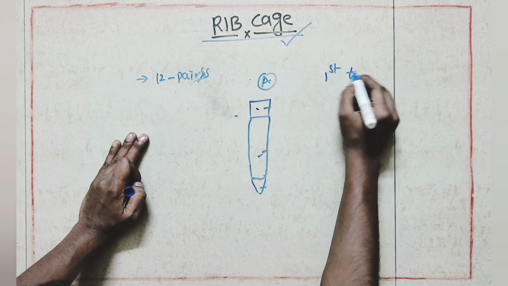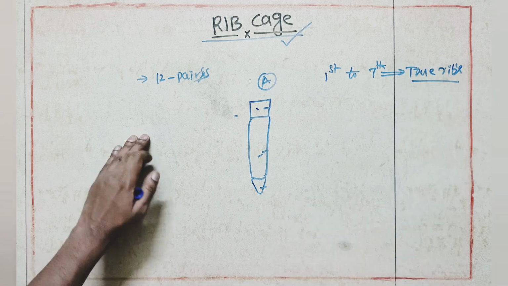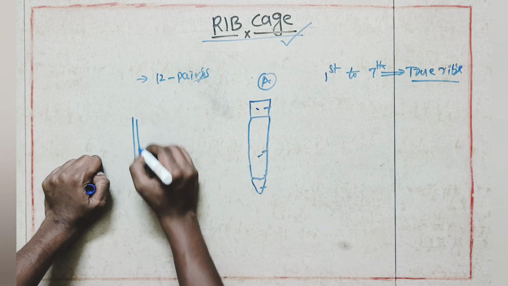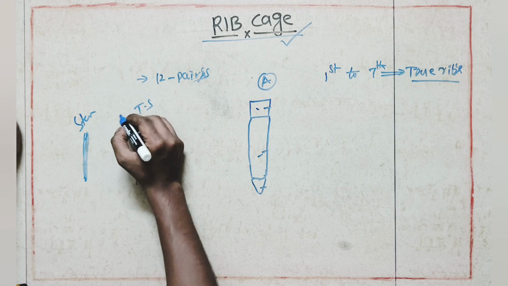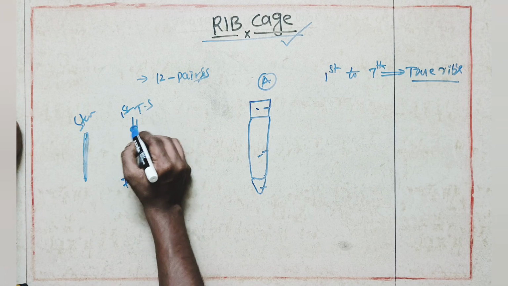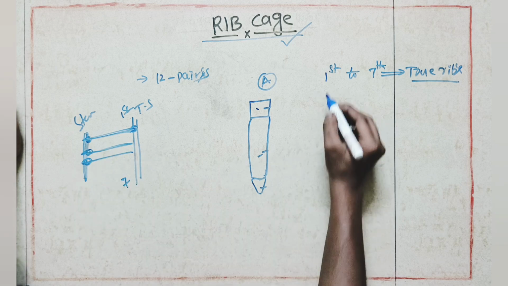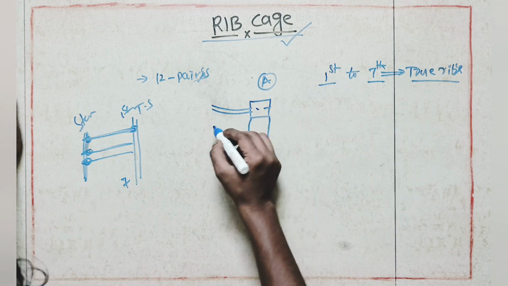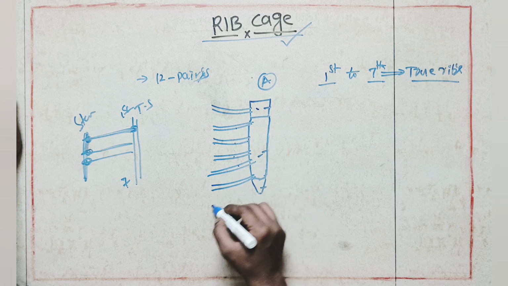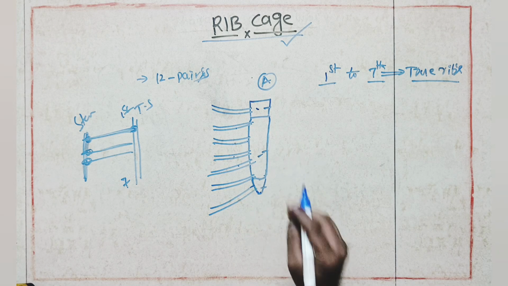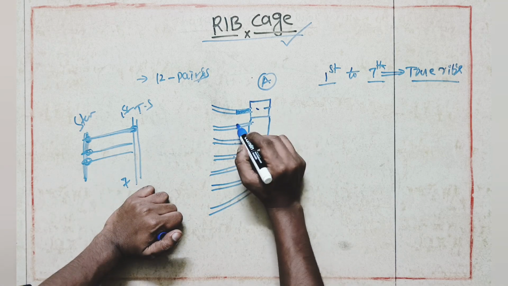The first to seventh ribs are called the true ribs. Why are the first to seventh ribs true ribs? Suppose here we have the thoracic spine, and here we have the sternum. The first to seventh ribs have a connection from the sternum to the thoracic spine. So the first to seventh ribs connect the sternum to the thoracic spine. So these are the first seven ribs, and they are connected to the sternum.